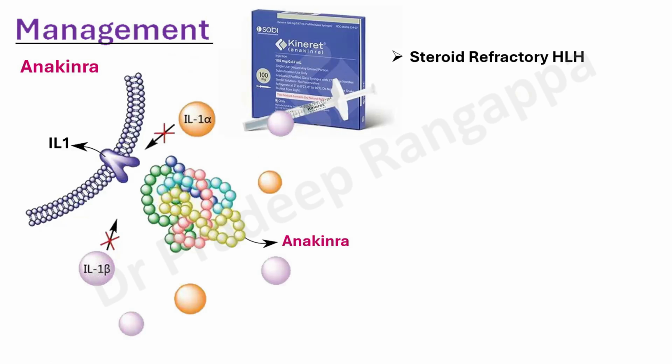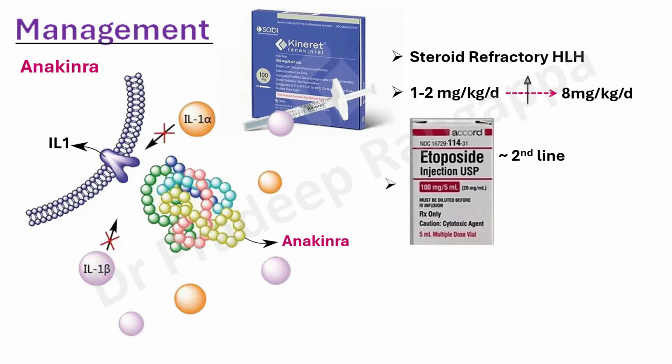And this is for steroid refractory HLH, and the dose is 1 to 2 milligram per kg per day, and this could be increased up to 8 milligram per kg per day. So this is the dose of the IL-1 receptor antagonist.